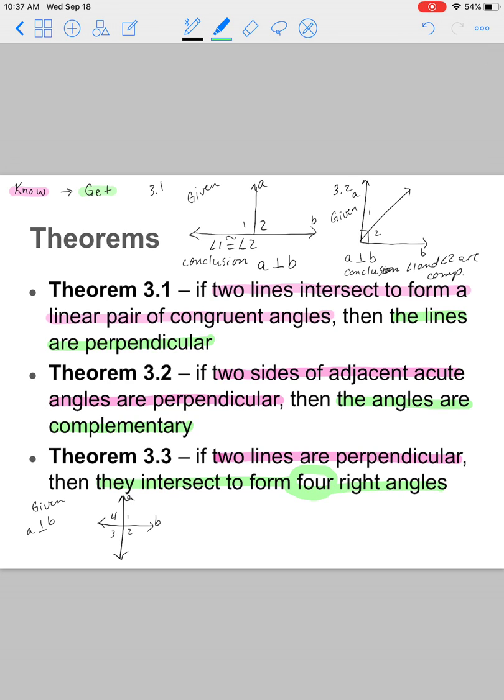Remember, our definition says they intersect to create a right angle. This one gives us 4 right angles. So this means that angle 1, angle 2, angle 3, and angle 4 are right angles.